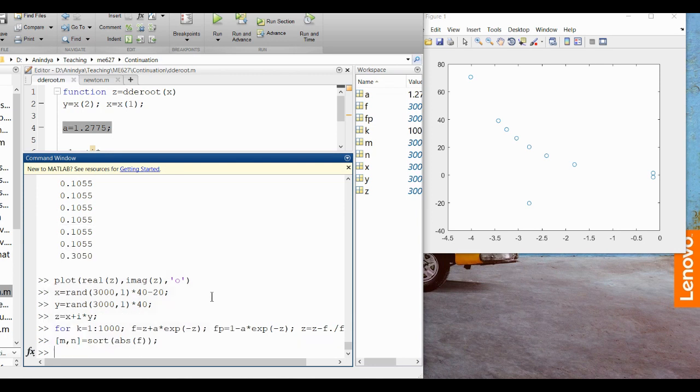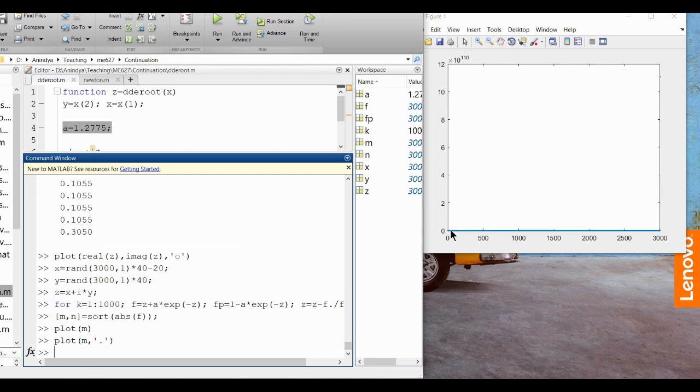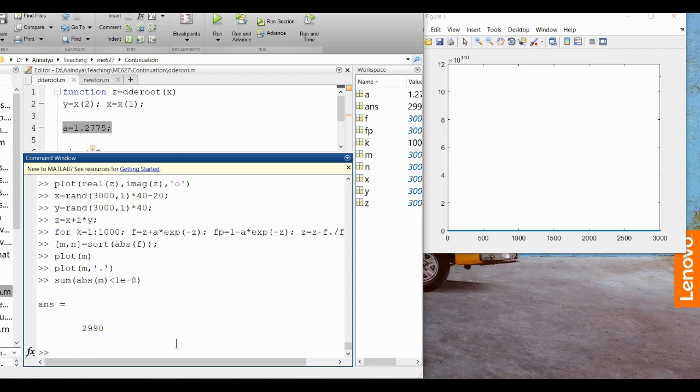Okay, so I've sorted them. Now let me plot m. And this time you see some of them have not converged. They've gone up to 10 to the 110 right over here. If I plot it with dots, you will see it comes all the way here, but are they all 0? I don't know. So what I will do is I will say sum of absolute value of m less than 1e minus 8. Okay, and what I have found is that 2990 of these roots have converged.